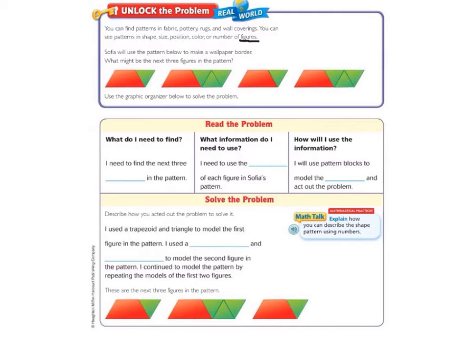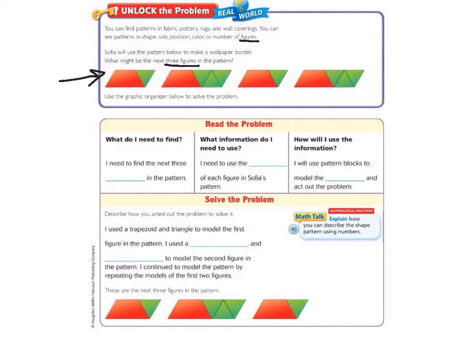So if we look below, Sophia will use the pattern to make a wallpaper border. What might be the next three figures in the pattern? If you look below, we see that the first figure in the pattern is a red trapezoid connected with one green triangle. The next figure in the pattern is a red trapezoid connected to three green triangles. And then the pattern continues from there.